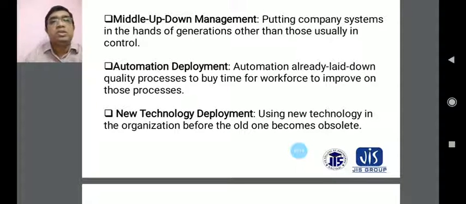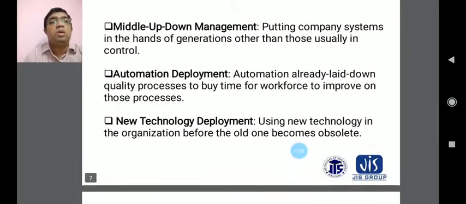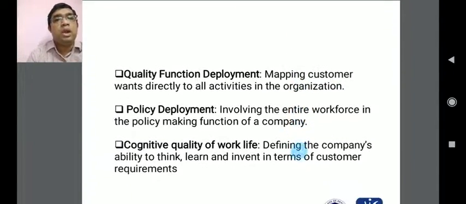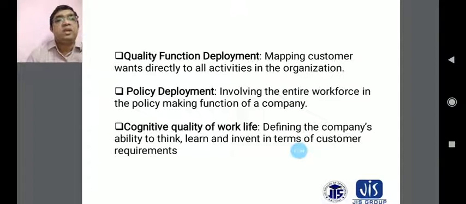Different companies have to be concerned about the new technology, so that the older technology can be escaped from by different types of companies. New technological deployments will be essential: using the new technology in the organization before the old one becomes obsolete. And another thing is quality function deployment.